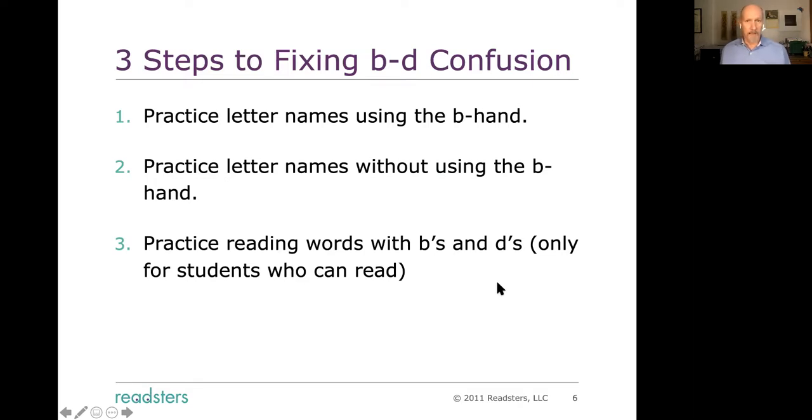Once they can automatically do that using their B hand as a check, then we take the B hand away and have them practice to automaticity of correctly naming B's and D's in a mixed grid without actually having to pull their hand out and check. It becomes internalized. And then finally, if students are able to read real and nonsense CVC words, we can have them practice reading lists of words with B's and D's, such as Bob and Bad and Dad, those kind of words with lots of B's and D's that can easily be confused if you're still confusing your B's and D's, and practice that to mastery.